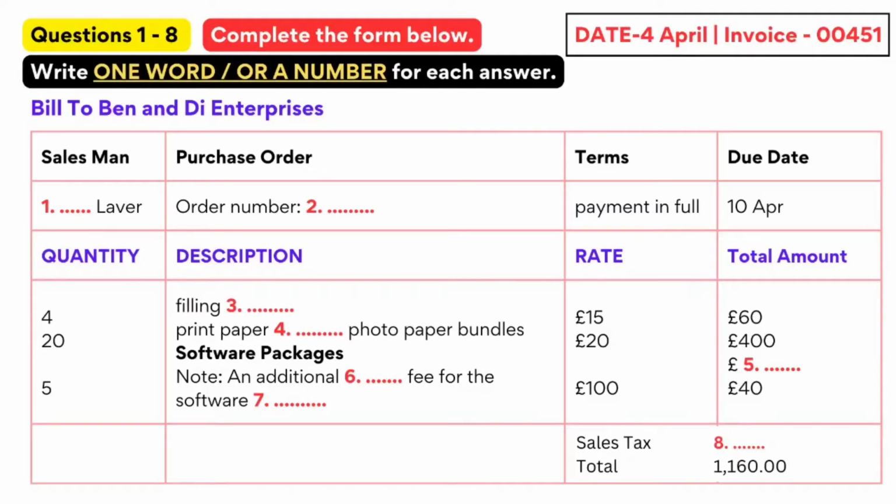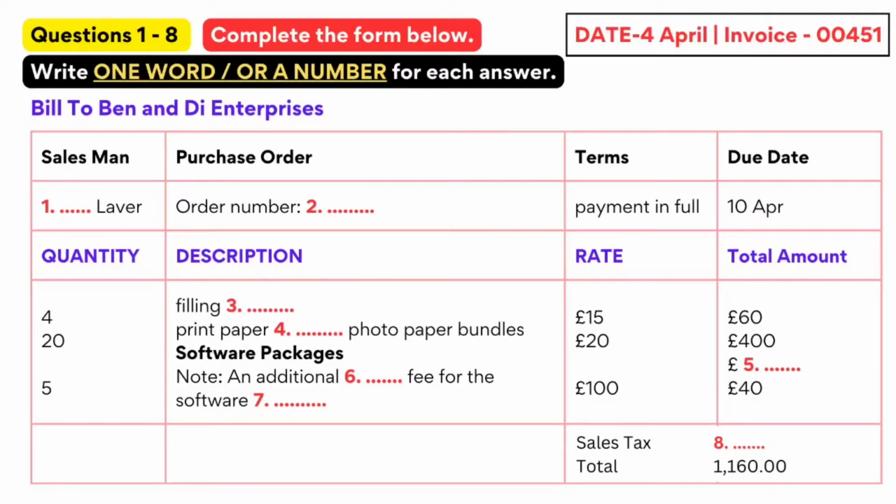Laver. Your order number is 6589 B521. You're paying in full, is that right? Yes. Okay. Today's the 4th of April, so we'll put a due date of the 10th on there. Now, do you remember your order details? Yes. First there was the filing cabinets.